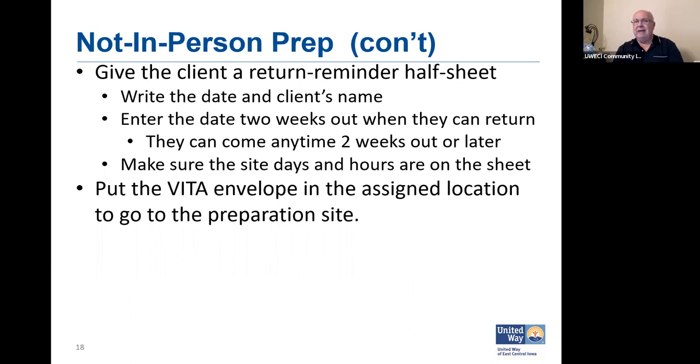So now we're going to have a half sheet we give the client. Have them write their name and the date on it, and the 2 week out date. Those sheets should have information about the site, the hours, and the time that they come back for the site. They do not need an appointment to come back, but anytime 2 weeks or later, they can come back, and we should have their taxes ready.